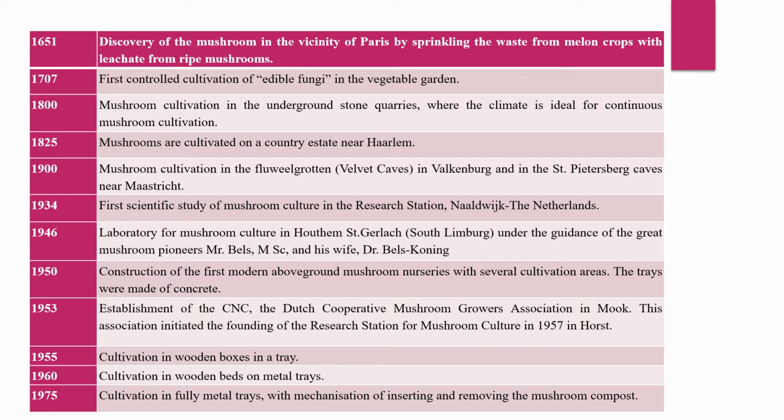In 1800, mushroom cultivation in the underground stone quarries where the climate is ideal for continuous mushroom cultivation. In 1825, mushrooms were cultivated on a country estate near Haarlem. In 1900, mushroom cultivation in the Fluweelen Grotten, that is Velvet Caves, in Valkenburg and in the St. Pietersberg Caves near Maastricht. In 1934, first scientific study of mushroom culture at the research station in Náaldwijk, the Netherlands.